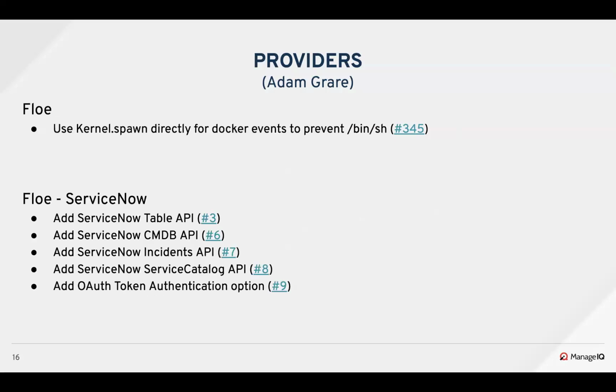For Flow, we fixed a bug with Awesome Spawn creating an intermediary shell, which was causing the Docker wait events process to hang around if you terminated the automation worker. This wasn't a problem in production, but in development, you could get some extra processes stuck around because it was killing the intermediate shell and not the actual Docker wait process.